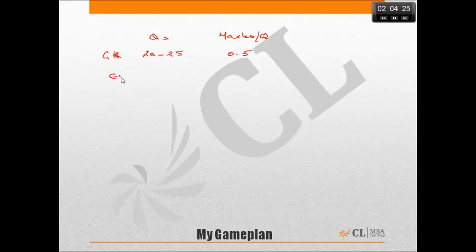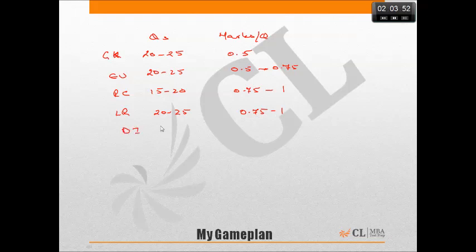Next, English usage, which has again about 20 to 25 questions, and the marks per question typically again is half. It could go as high as 0.75, but typically it is half mark per question. RC 15 to 20 questions, and marks per question varies from 0.75 to 1 mark per question. Then we have reasoning 20 to 25 questions. Marks per question ranges from 0.75 to 1.